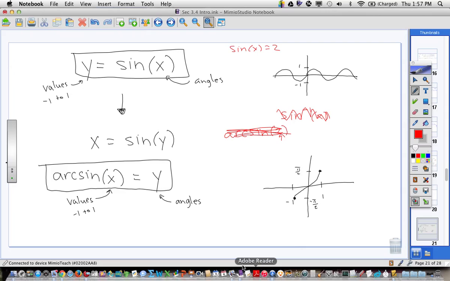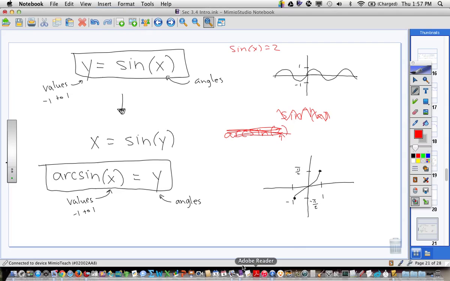Remember, our x values, our inputs, are -1 to 1, and our outputs are between -pi halves and pi halves. That would be in the first and the fourth quadrants. -pi halves to pi halves is the first and fourth quadrant. Sine's positive in the first quadrant, and it's negative in the fourth quadrant. That'll take care of all the sine values.